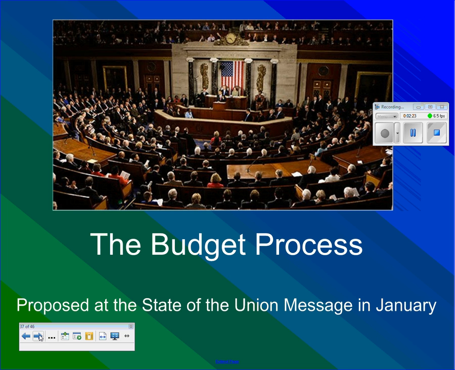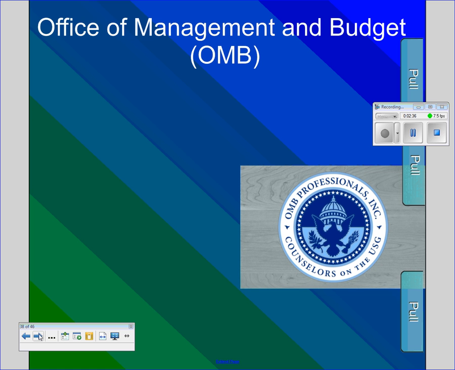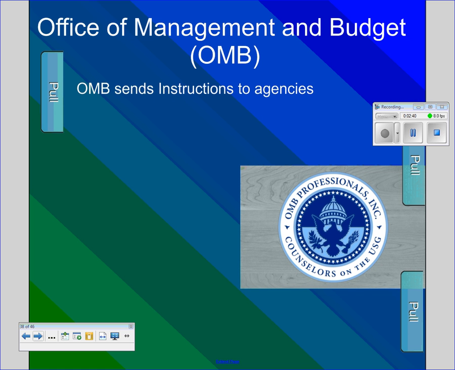Okay, so the budget is proposed at the State of the Union message in January, early February. That's where the president lays out his program, says this is what we're going to do, and then submits it to Congress shortly thereafter. The President has an Office of Management and Budget, or OMB as it's called. This is how the process gets started.